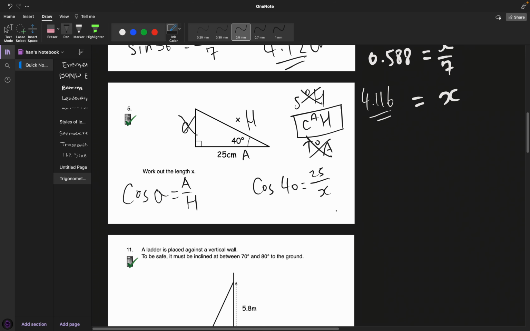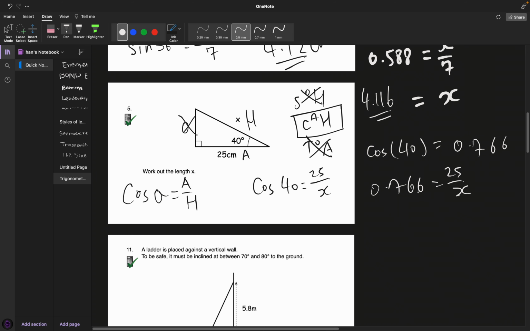So cosine 40 into your calculator. I'll just write it down one more time in case you forgot. You press cosine on your calculator, and it'll show a bracket. You just type in 40, close brackets, and that'll give you an answer of 0.766 to 3 decimal places. 0.766, and we have the x unknown, right? So 0.766 is equal to 25 over x. We multiply by x on both sides. So 0.766x is equal to 25, right?